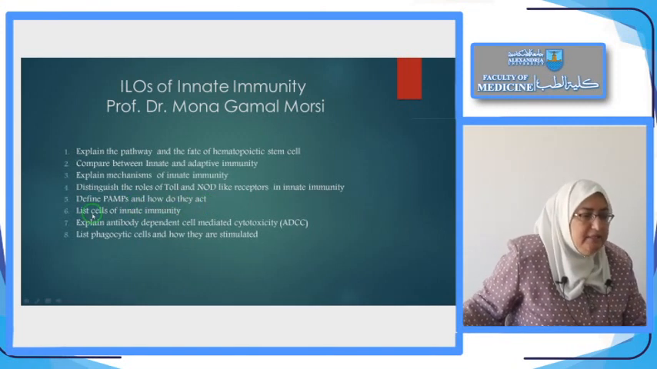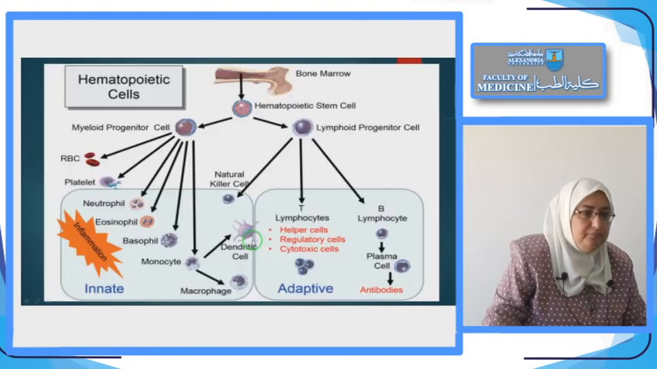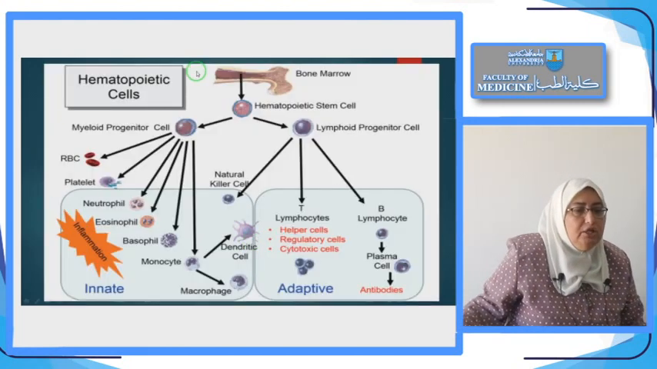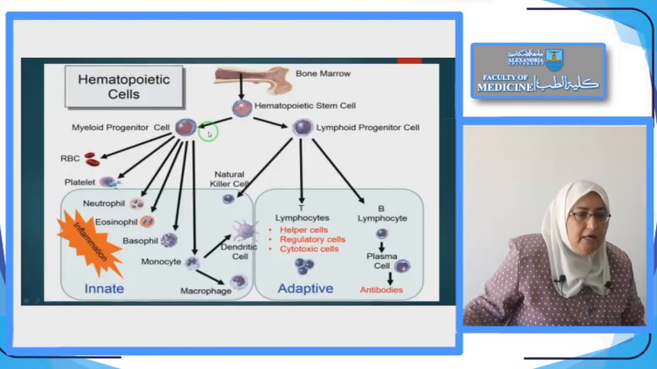Six, to list cells of innate immunity. Seven, to explain antibody-dependent cellular cytotoxicity. Lastly, to list phagocytic cells and how they are stimulated. Now, what is the origin of all immune cells? They are from hematopoietic stem cell, from bone marrow, called stem cell.